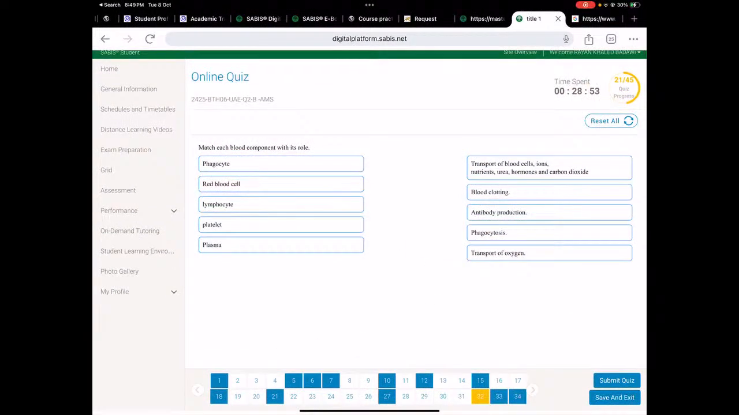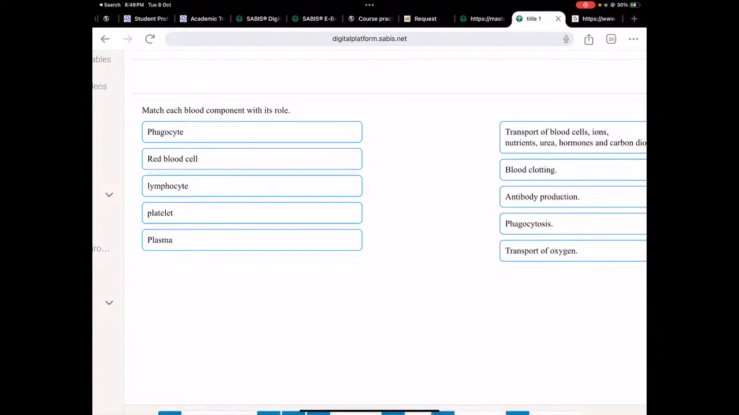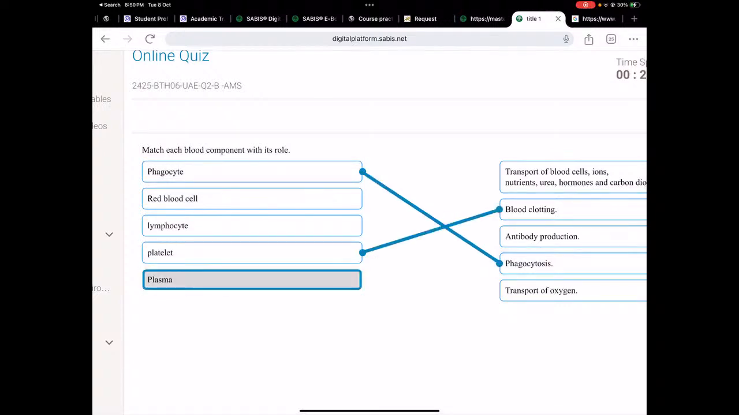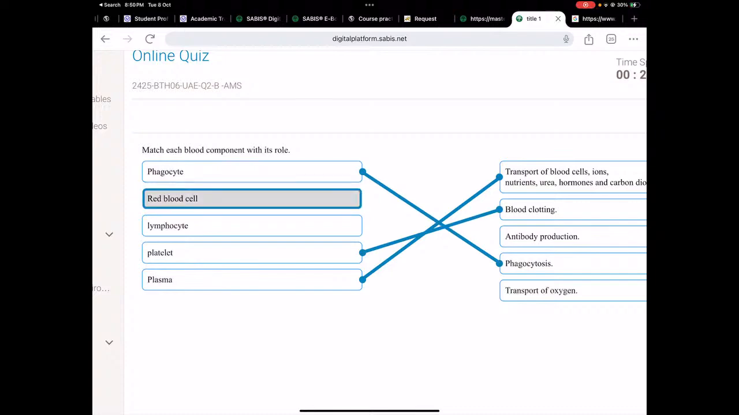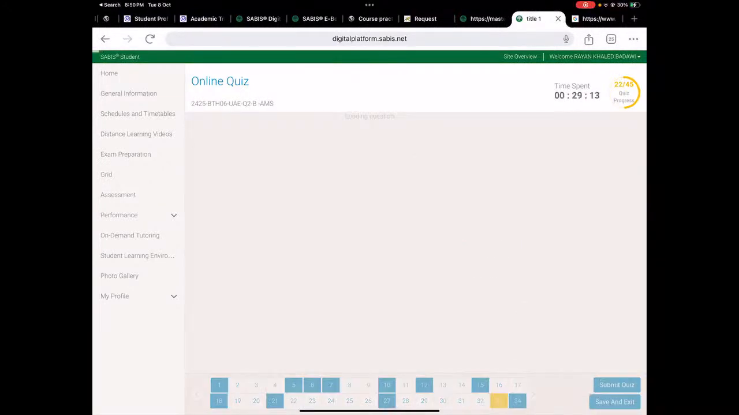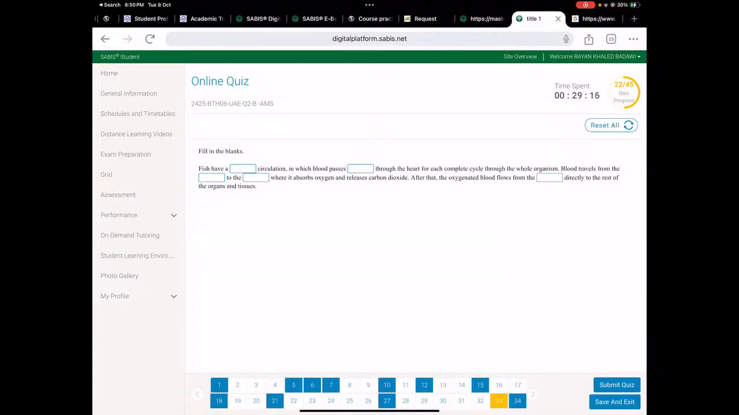Okay. Match each blood component to its role. Remember, we said phagocyte, what do they do? Phagocytosis. Platelets, blood clotting. Plasma is for transport. Red blood cell, transport of oxygen. Lymphocyte is antibody production. We'll also look at it more in the immune system.